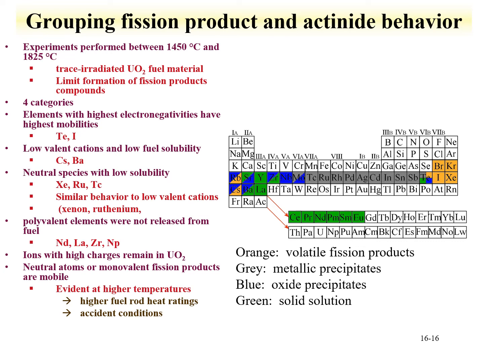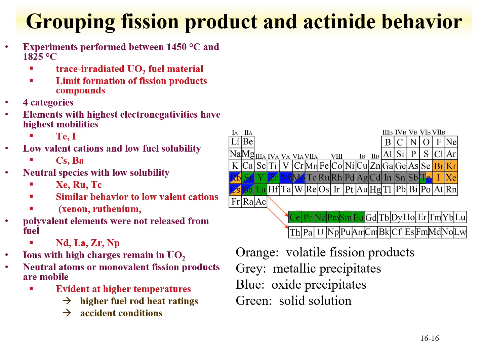So an overview of this behavior is shown here through some experiments that were done between 1400 and 1800 degrees centigrade. There was just trace irradiation of UO2 material, and the fission product behavior was evaluated. 4 categories were shown from this. You could have volatile fission products, metallic fission products, oxide fission products, separate oxide phases, and solid solutions.